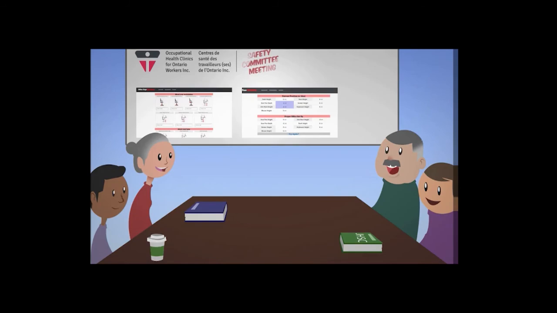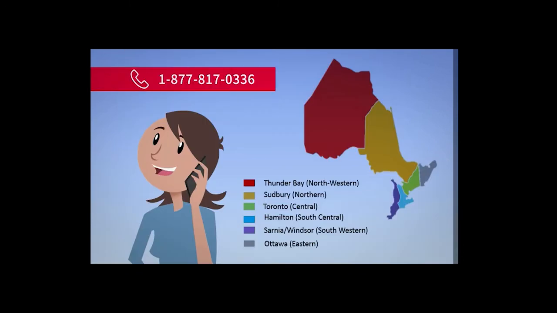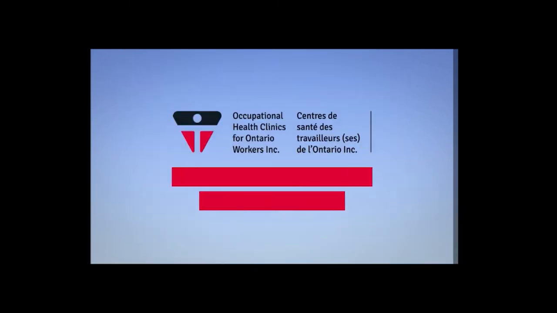Your colleagues and Joint Health and Safety Committee can also use this tool to make sure that the office is healthy and free of ergonomic risk factors. Call an OHCOW office near you if you have questions or you need guidance with an assessment.